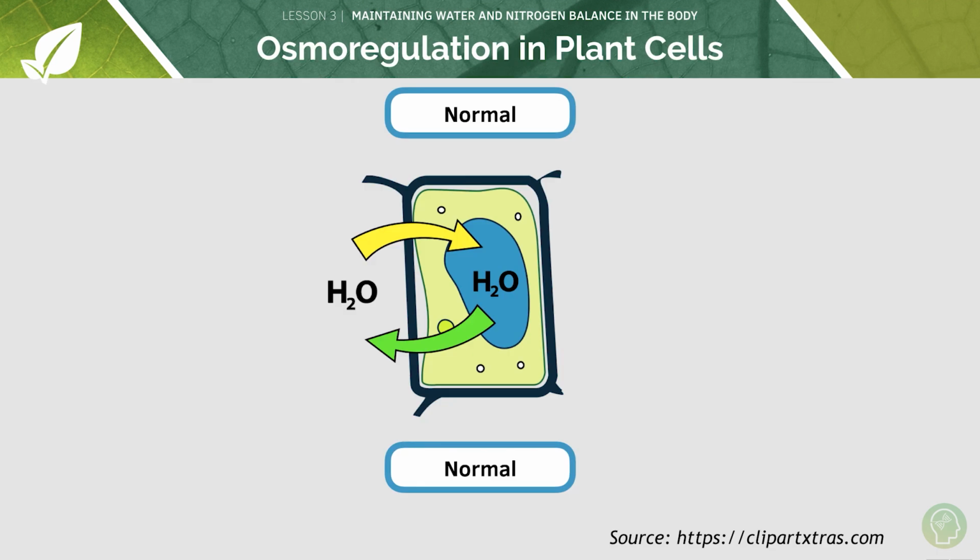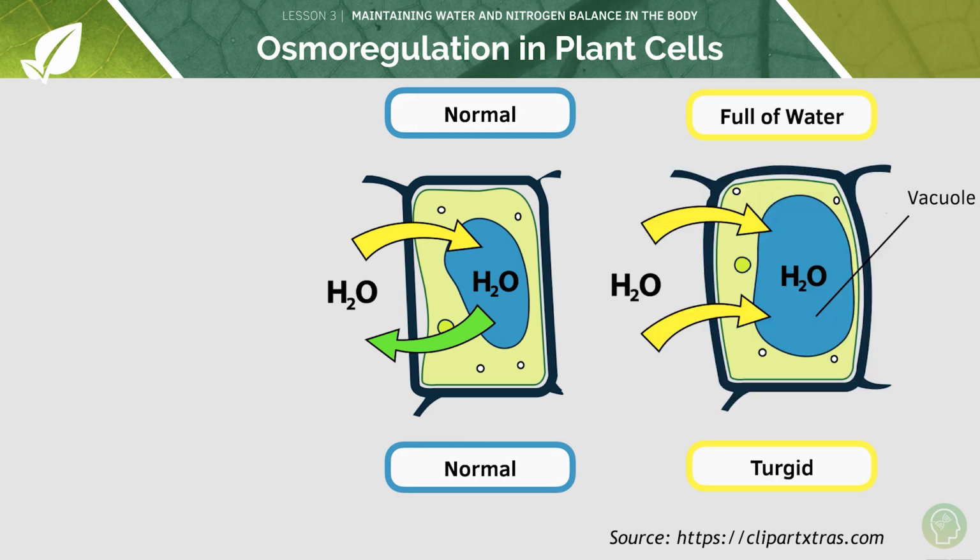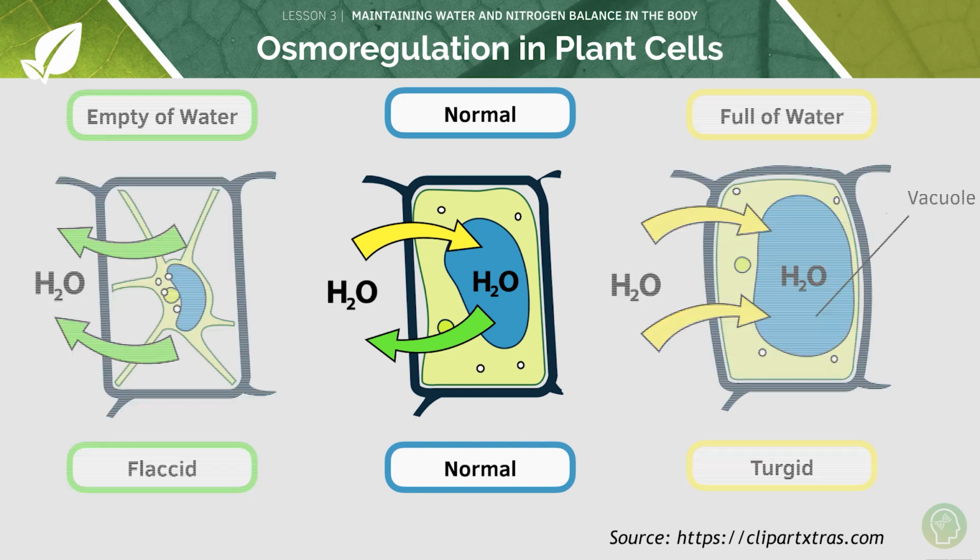So let's take a look at osmoregulation in plant cells. In a normal plant cell, we're going to have equal movement of water out and into the cell, and we're going to have good homeostasis in this plant cell. But in a plant cell that's full of water, there's more water moving into the cell, across the cell membrane and cell wall, and that's going to make the plant cell full of water, and we refer to this plant cell as turgid because it's almost at bursting point. And water is stored in the vacuole in the plant cell, which remember we don't have in animal cells.